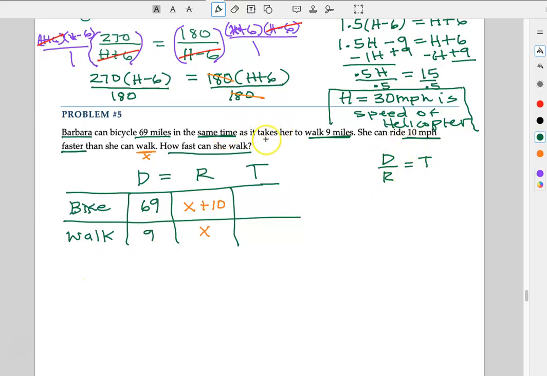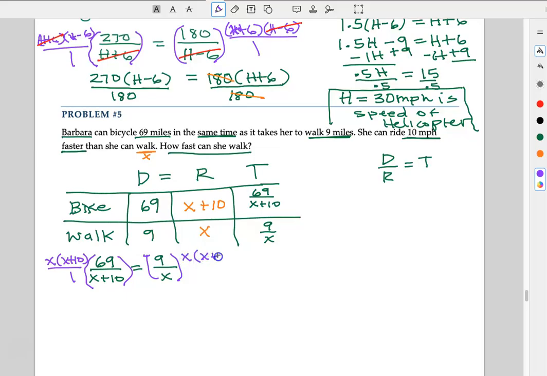Like I said, it says the same amount of time, so we need our distance divided by our rate. So we're going to have 69 over x plus 10, and then 9 over x. These have to be the same, so we put those equal to each other: 69 over x plus 10 equals 9 over x. Again, we multiply everything by the LCD, which is both of these denominators, x times x plus 10, over 1, and the same thing here.